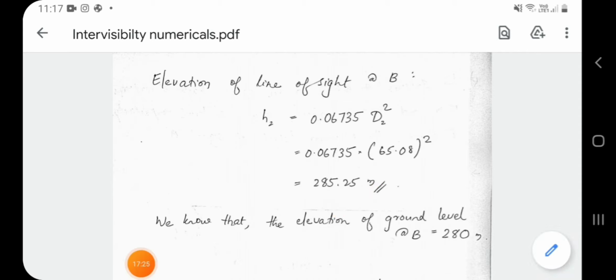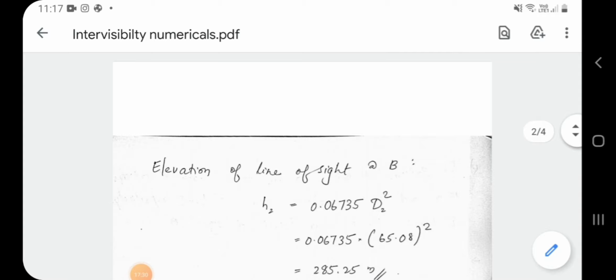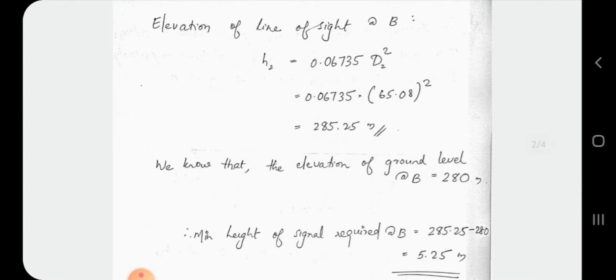So the line of sight is 285.25 meters above datum. We are talking about elevations, so this is just like a reduced level, which we already discussed in levels. So this is 285.25 meters above mean sea level. That is the elevation of the line of sight.